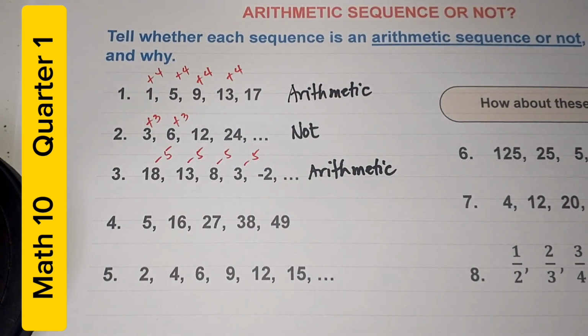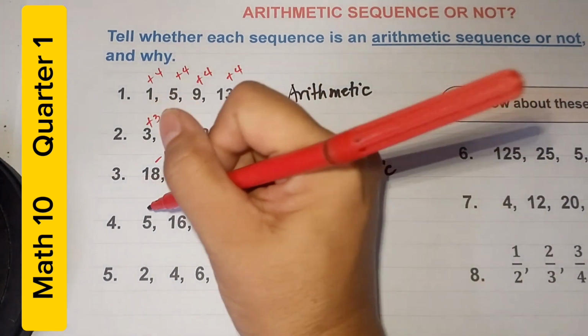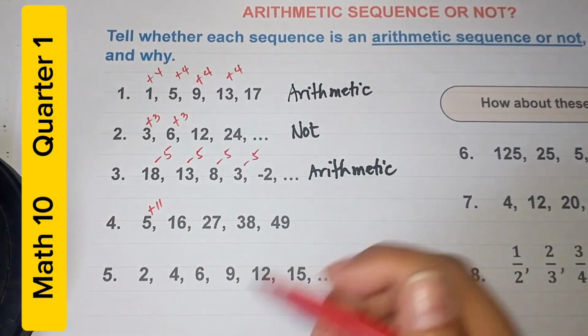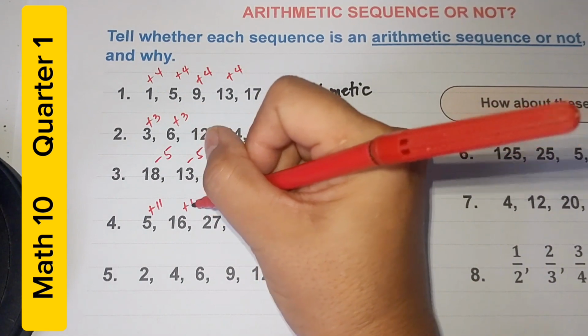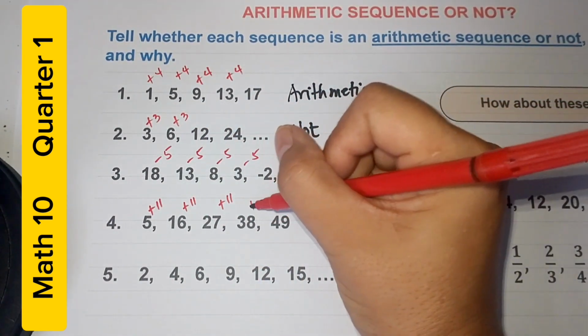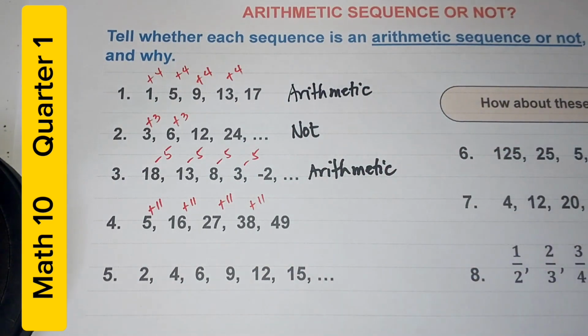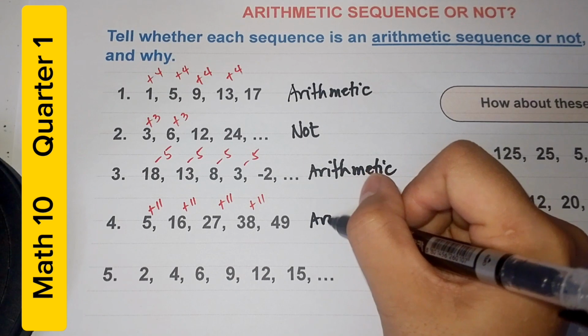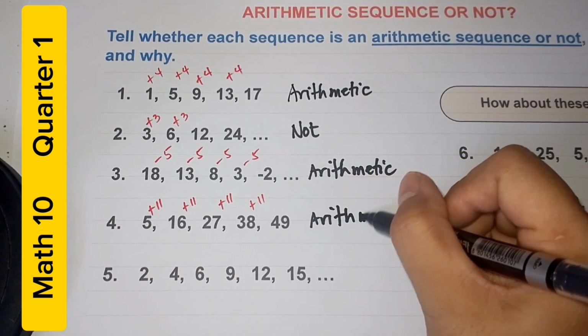Number 4, 5, 16, 27, 38, 49. What do we add to 5 to get 16? That is 11. 5 plus 11 is 16. Plus 11, 27. Plus 11, 38. Plus 11, 49. So, there is a common difference, and so it is an arithmetic sequence.